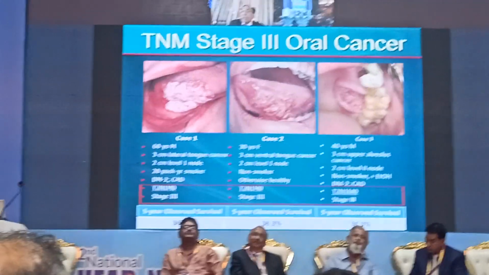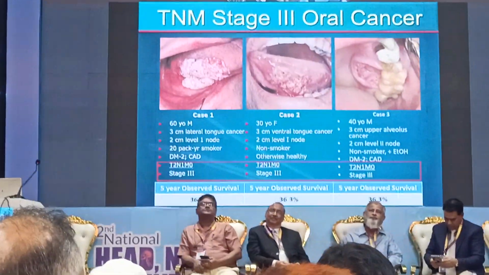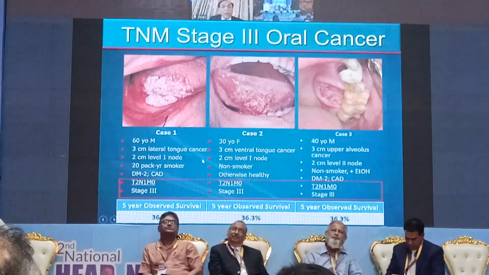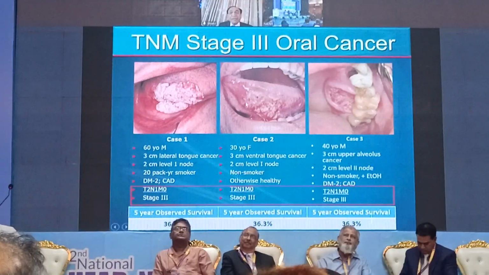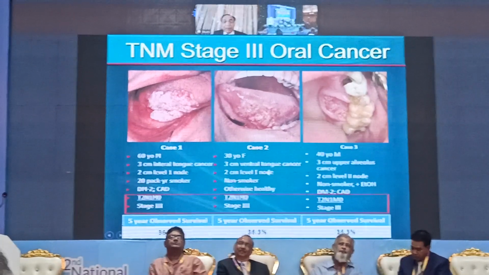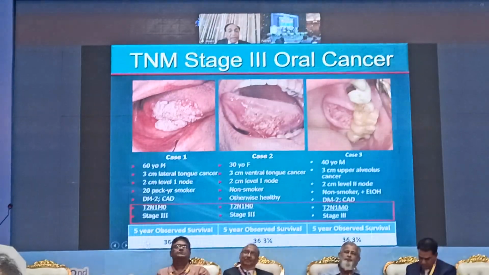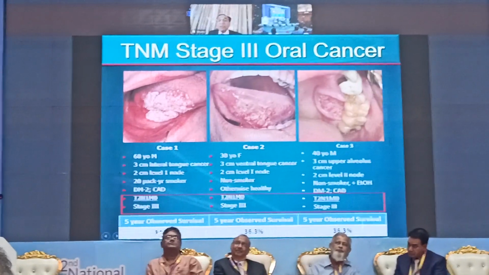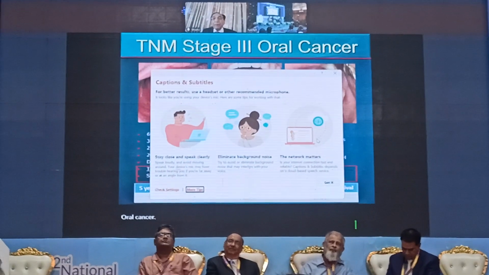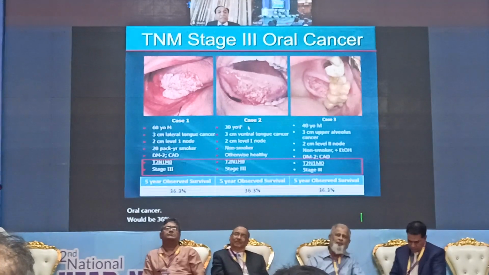Now, the current TNM staging system has the following problem. Here we have 3 patients, all with oral cancer, all have a T2N1 tongue cancer here, and T2N1 cancer of the upper gum and palate. They are all staged as stage 3 cancers, and their 5-year survival for stage 3 oral cancer would be 36%. But the difference is here.